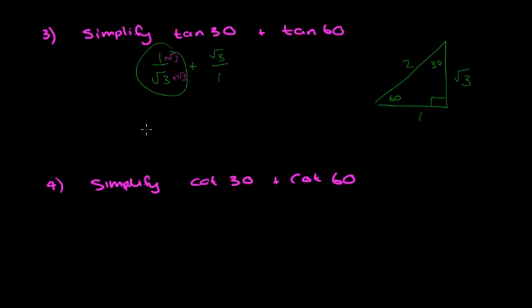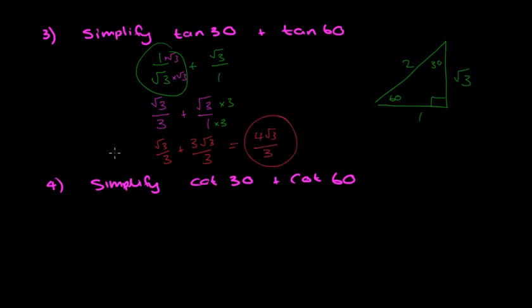Okay, so I'm timesing top and bottom by root 3, so I get root 3 over 3 plus root 3 over 1. Now, the denominators are not the same, so I need to multiply this by 3. Okay, so now that leaves us with root 3 on 3 plus 3 root 3 on 3. Now I can add the top, so 3 root 3 plus root 3 is 4 root 3 over 3. I can't simplify the 4/3, so it's just simply 4 root 3 all on 3. Okay, nice question.